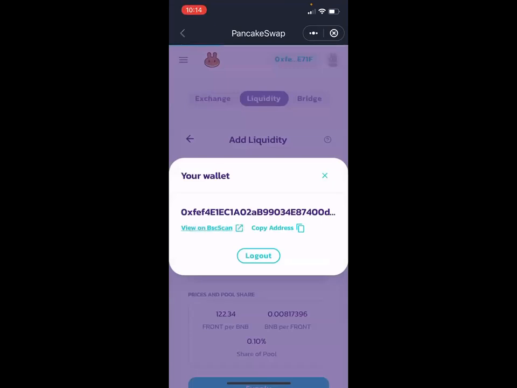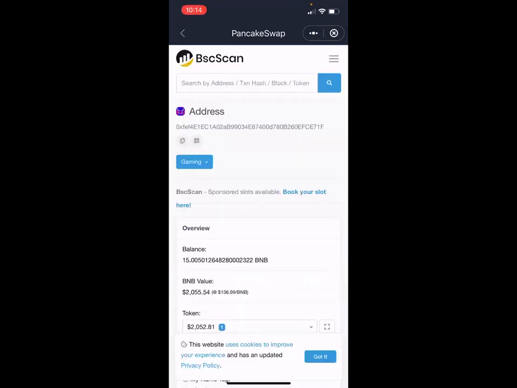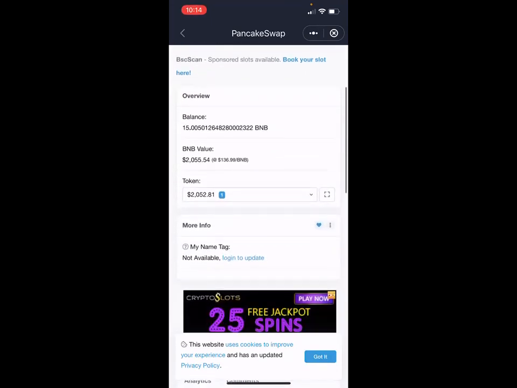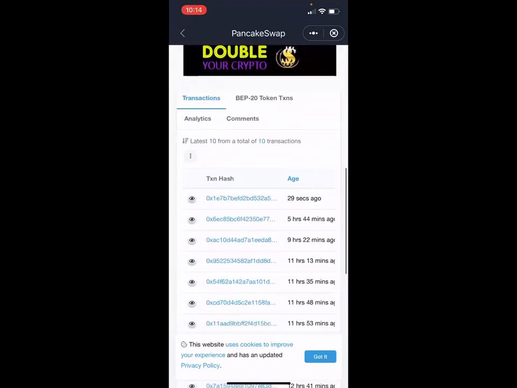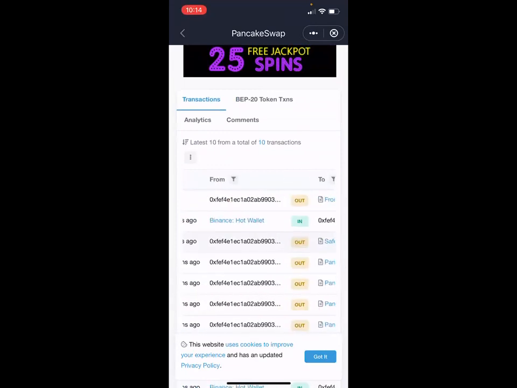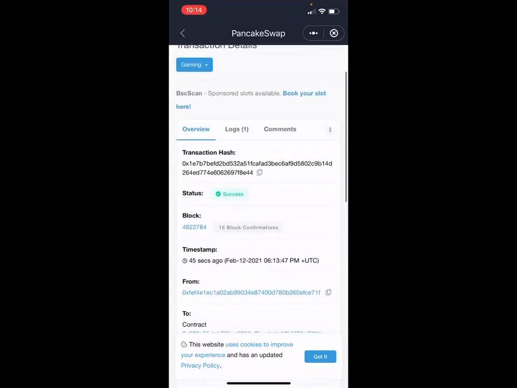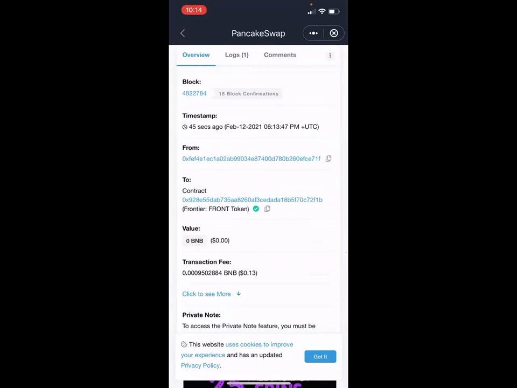Let's just double check so I can show you guys BSC scan. Remember, BSC stands for Binance Smart Chain. See, it just showed the transaction in, right? Transaction hash success. And basically what it's saying is to the contract for Frontier token. So you're basically paying a small fee to the bridge to be able to put your front and BNB tokens onto the smart contract so you can create the liquidity pool tokens. So in turn, you can access this farm and get the returns, right, that we're all chasing.